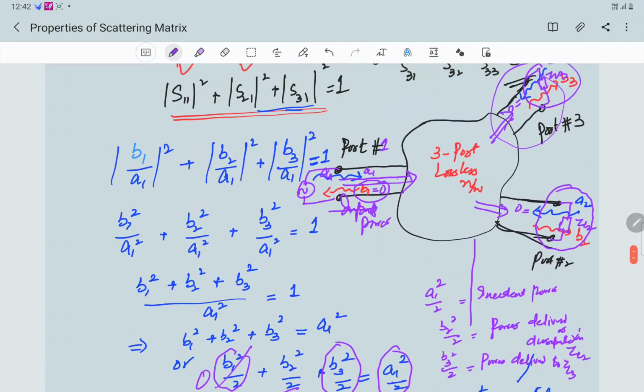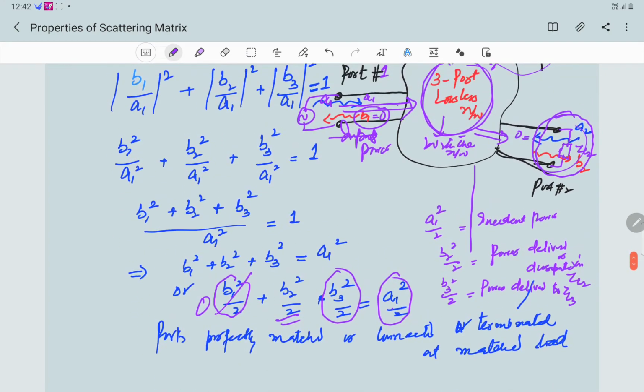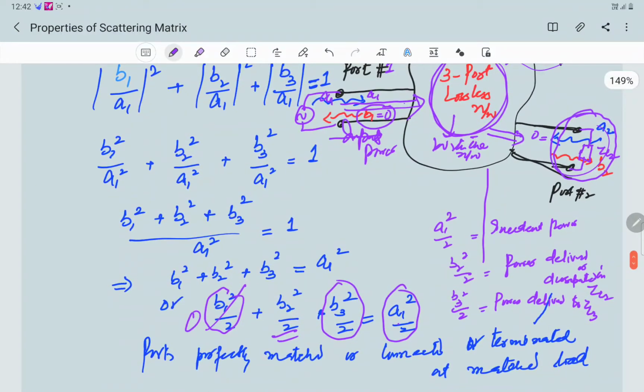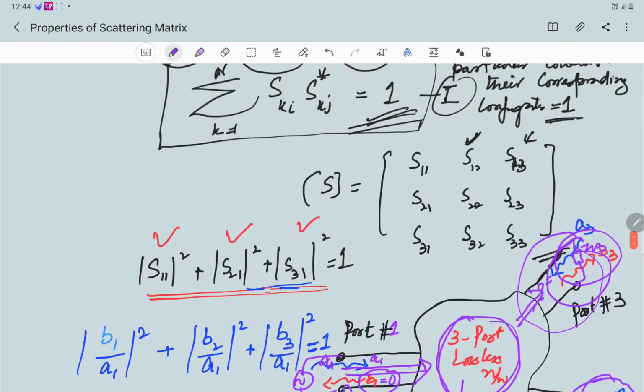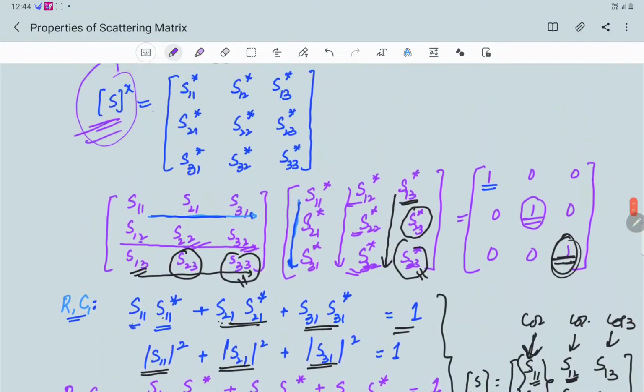Power input is power absorbed at port 2 and power absorbed at port 3. So there is no power which is being dissipated within the network. All the power that is being fed at port 1 goes to port 2 and port 3. So this is what it means to be a lossless network, that the losses within the network are 0. So we have seen that for a lossless network, S transpose into S conjugate is nothing but a unit matrix.